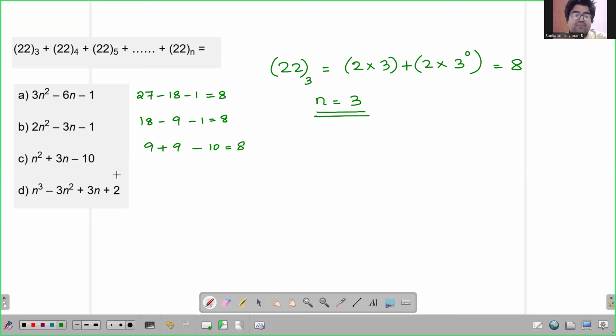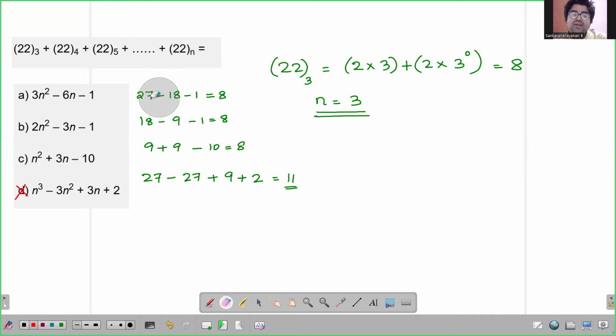But look at D. 3 cube is 27 minus 3 square 9, 9 3s are 27 plus 3 3s are 9 plus 2. When I consider this total, it adds up to 11. But I am supposed to get 8 when I put n equal to 3, right? Base 3 is equal to 8. I'm not getting 8, I'm getting 11 here. So I can use the strategy here to eliminate option D.